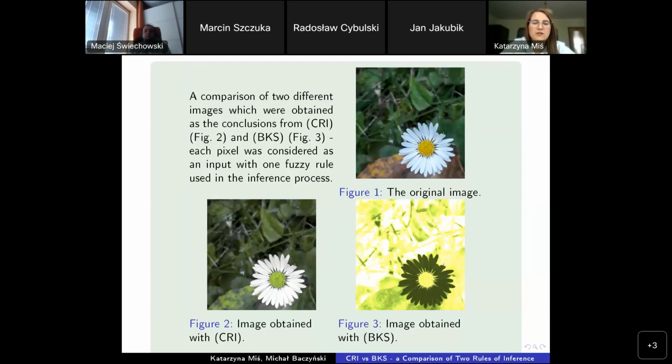And the same rule was applied for the composition rule of inference and for the Bandler-Kohout subproduct. And the results are the following, as you can see here. Just looking at those images, we can say that the image obtained from the composition rule of inference is, I would say, quite similar to the original one, but the one that we obtained from the Bandler-Kohout subproduct is, I would say, completely different. As you can see, where there was some white color, we have here the black one.